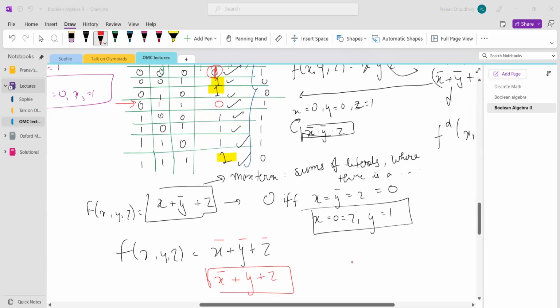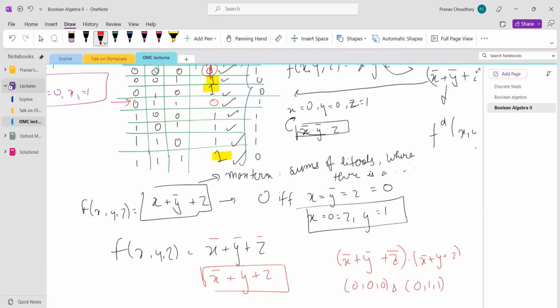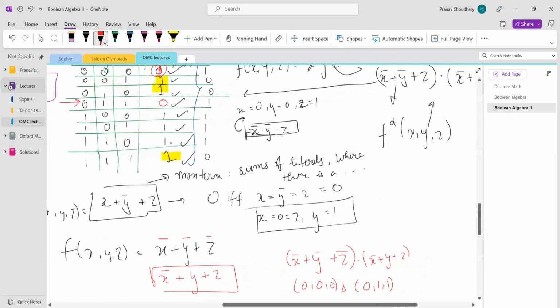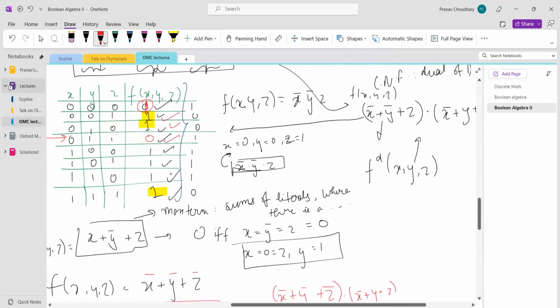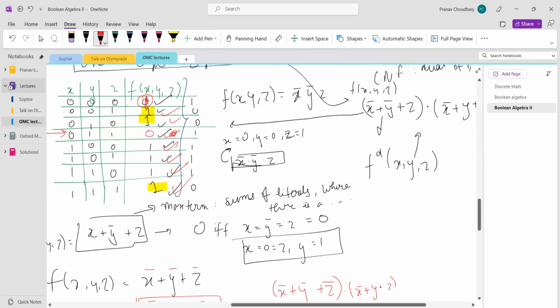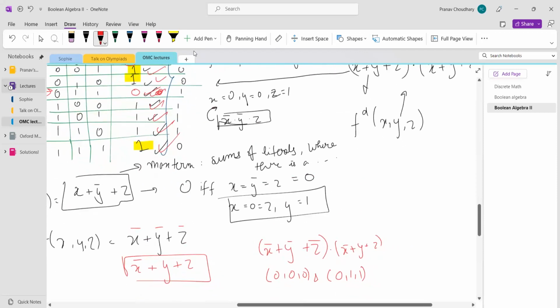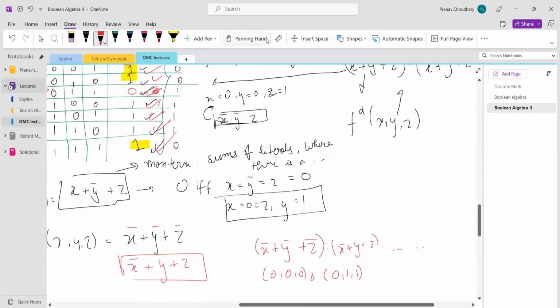Now if I take the product of these two terms, (x conjugate plus y conjugate plus z conjugate) times (x conjugate plus y plus z), then apart from the two points 0,0,0 and 0,1,... both of them are 1 everywhere else. But at these two particular points, at least one of them is 0, so the product will be 0. This is how I can write the function in conjunctive normal form, and I can do other terms as well, wherever there's a 0. Does that make sense?